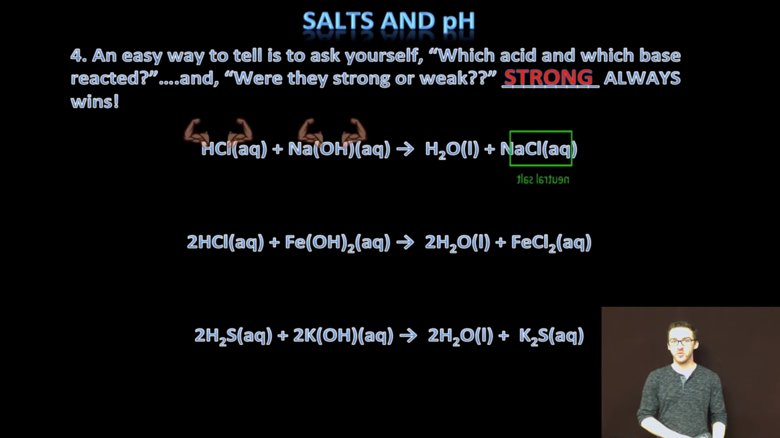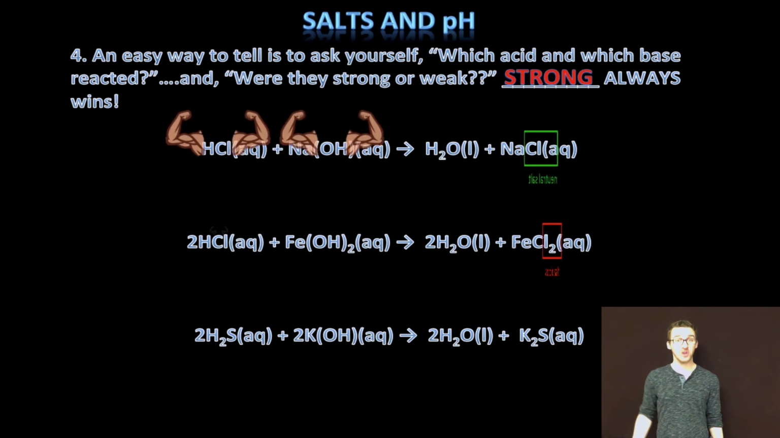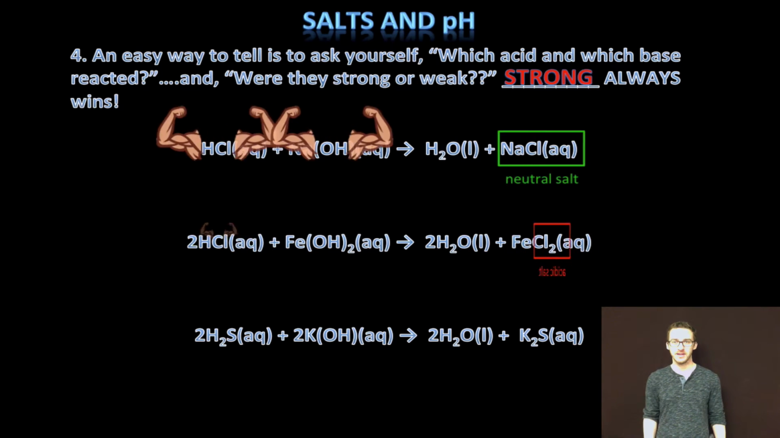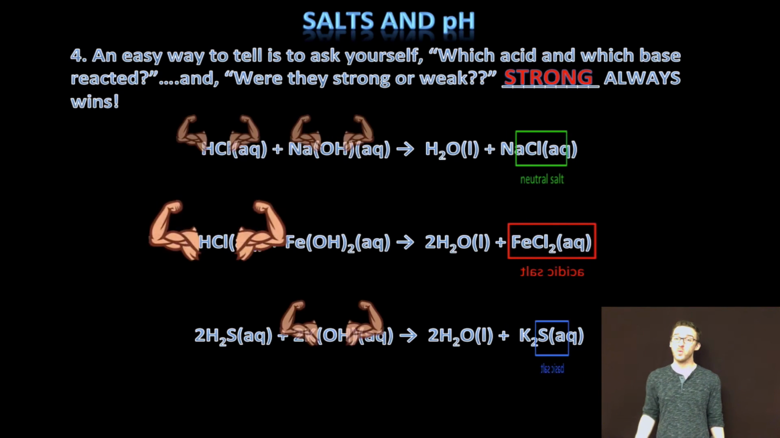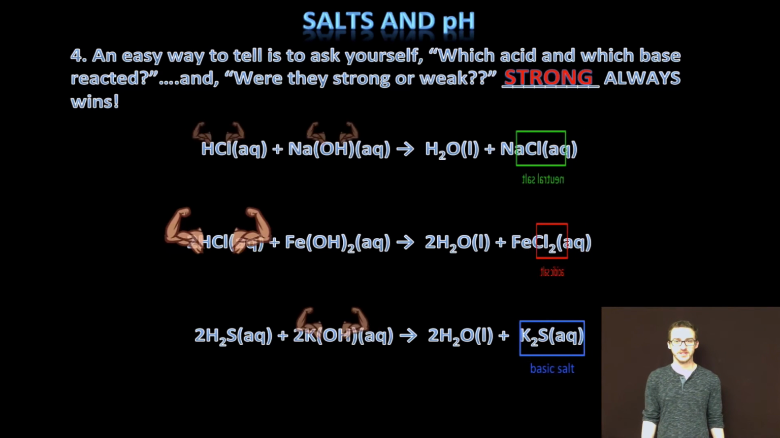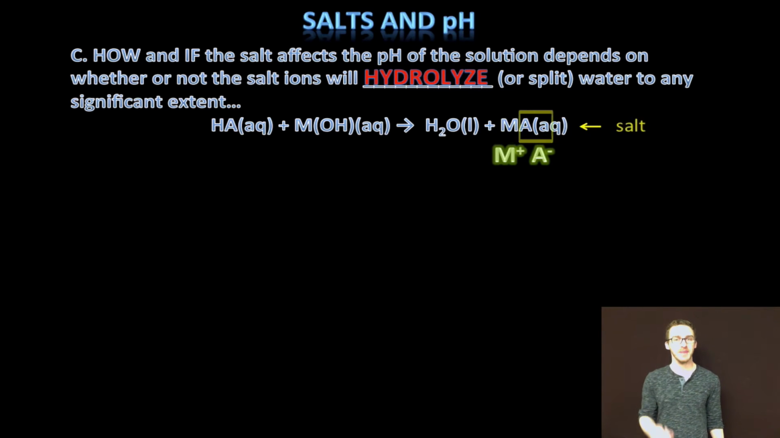In the second example, we have a strong acid, HCl, but a weak base, iron hydroxide. So the salt that forms is an acidic salt because that strong acid won out. In the third example, we've got a weak acid and a strong base. The salt that forms, we can predict, will be a basic salt because, again, strong always wins. Yes! Alright, now how is the salt affecting the pH? What is going on? Whether or not the salt will affect the pH of a solution depends on whether or not the ions that make up that salt can hydrolyze or split water to any significant extent.